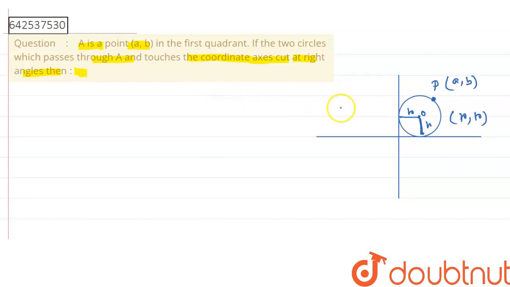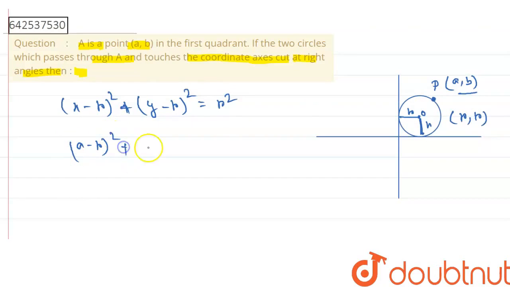So the equation of the circle which touches both coordinate axes is (x minus r) whole square plus (y minus r) whole square equals r square, where r is the radius. Since the circle passes through the point (a, b), we have (a minus r) whole square plus (b minus r) whole square equals r square.